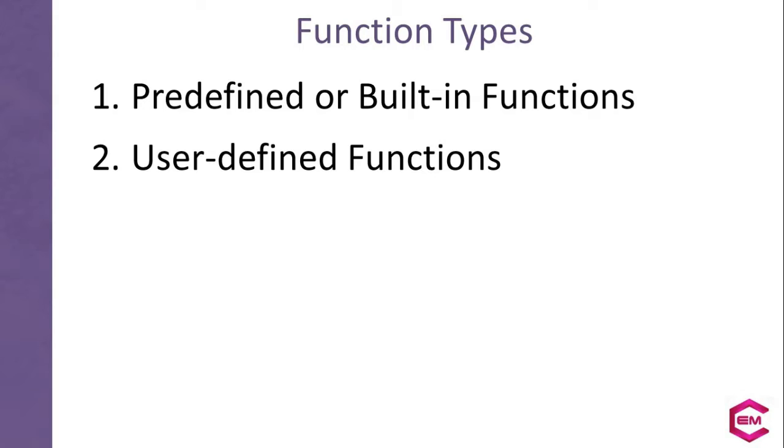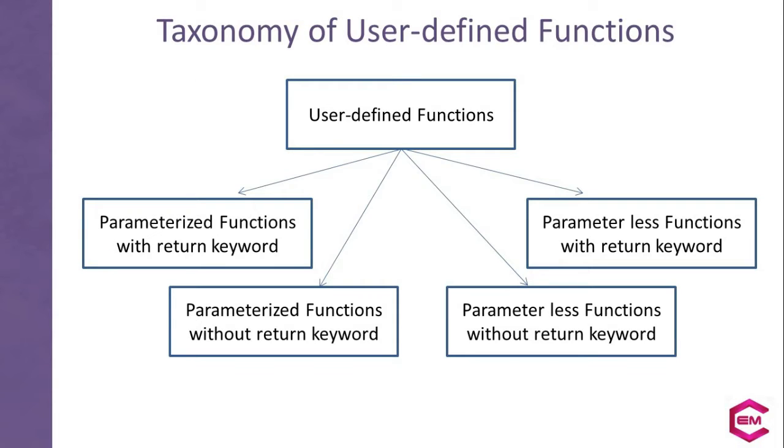The second type of functions are the user-defined functions. They are the ones for which the definitions will be given by the programmers. Depending upon the need, depending upon the application for which we are writing the program, the function will be created by us, and that is why they are called user-defined functions, functions defined by the users. Fine. Now, we need to know a little more about something called the taxonomy of user-defined functions.